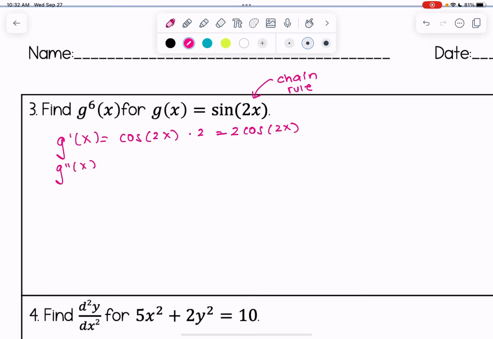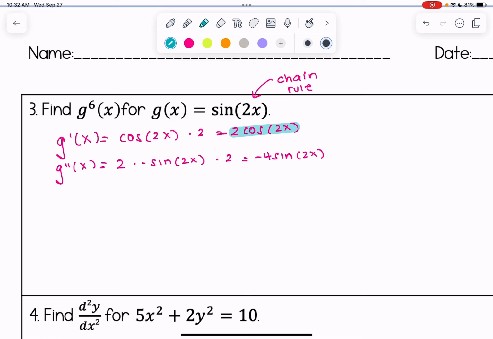For the second derivative, I'm going to copy the 2 down. I'm basically looking at this here and taking the derivative of it. Copy the 2 down. The derivative of cosine is negative sine 2x times the derivative of the inside, so times 2. So I get negative 4 sine 2x. Now I'm going to take the derivative of that, and I will show a little bit of a shortcut in a bit.